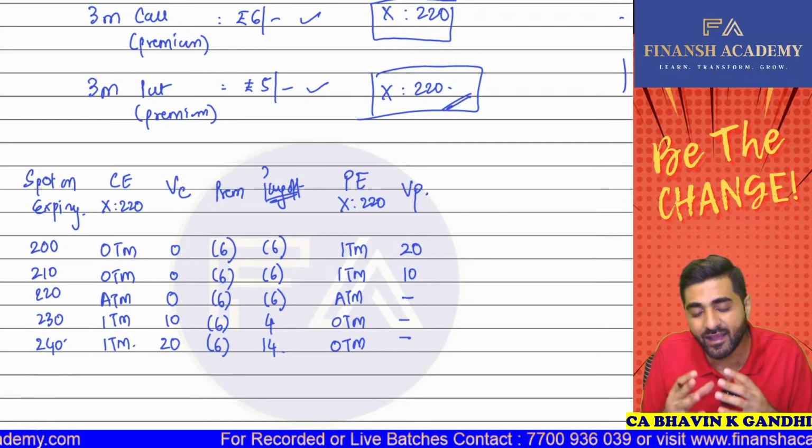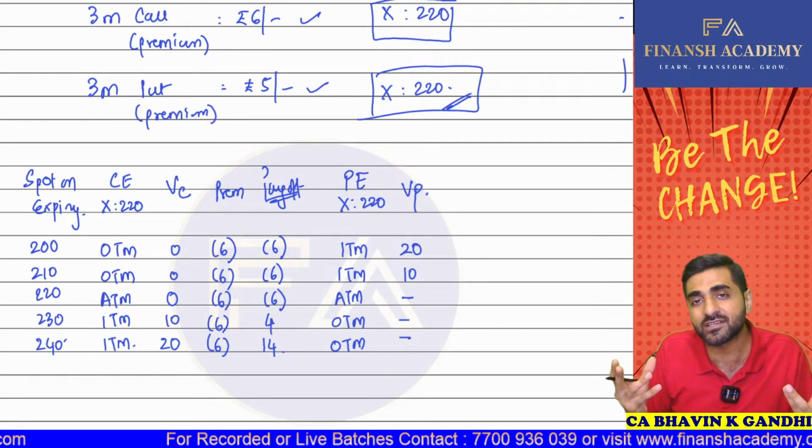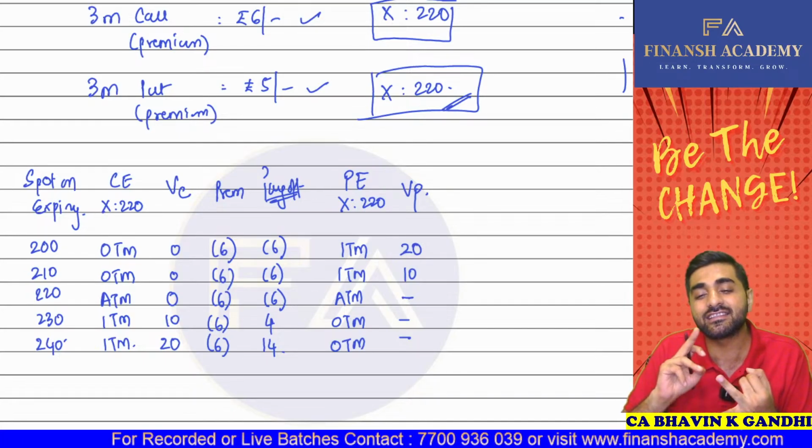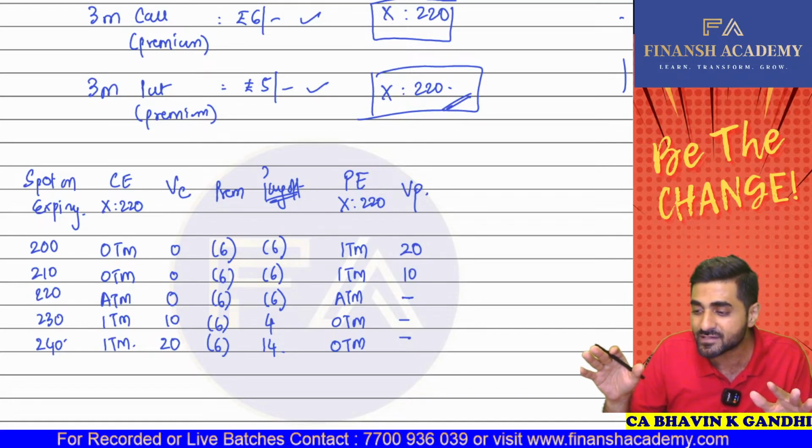Why? Because it's already at the money, out of the money, the value of the put is going to be 0. Because there is no intrinsic value, neither there is any time value attached to it. So it's always going to be 0.